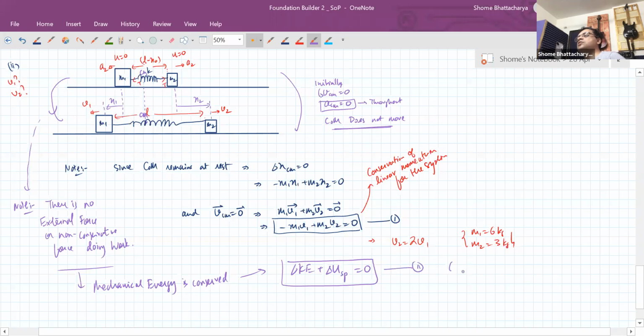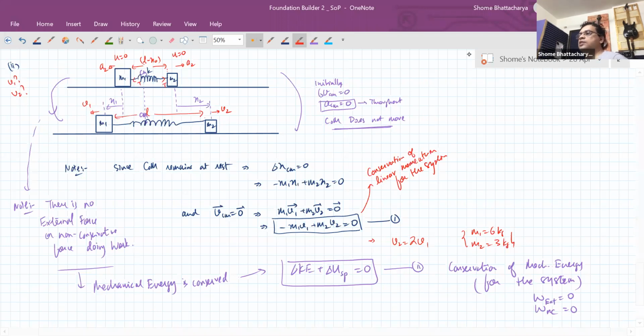This is conservation of mechanical energy for the system. Why? Because the work done by external force is zero, there is no external force, and the work done by non-conservative force is zero. So the change in kinetic energy plus the change in potential energy is zero. Now I want you to formulate this equation with the values, and then use the two equations 1 and 2 to solve for V1 and V2.